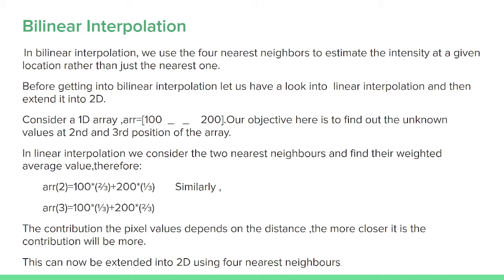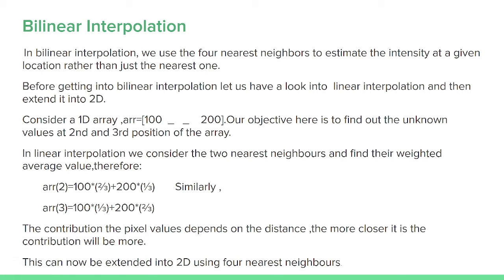So over here I have a 1D array where the first value is 100, the other two values have to be found out, and the next value is 200. In linear interpolation, we consider the 2 nearest neighbors rather than the 4 nearest neighbors. Let us see what the value at the second position would be. It is nothing but 100 into 2 by 3 plus 200 into 1 by 3.